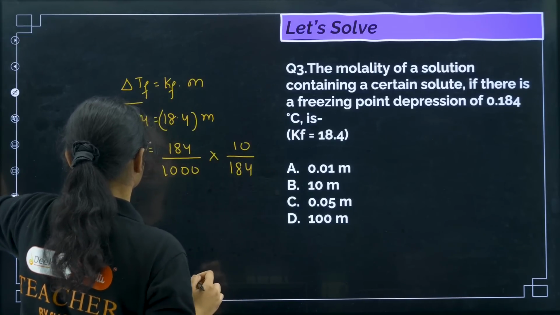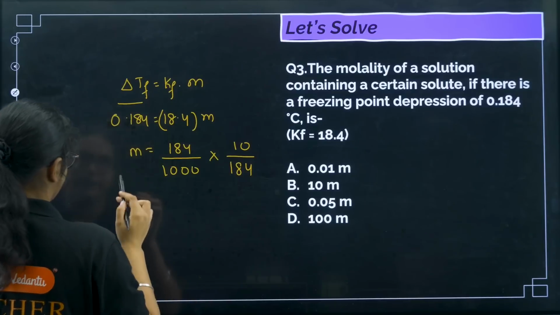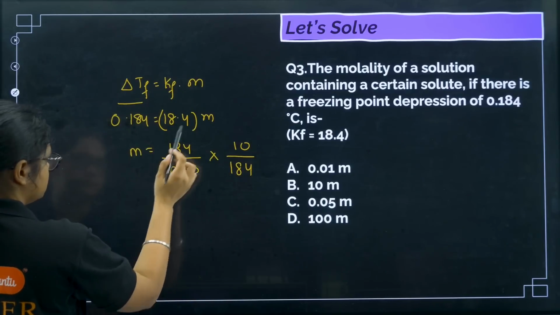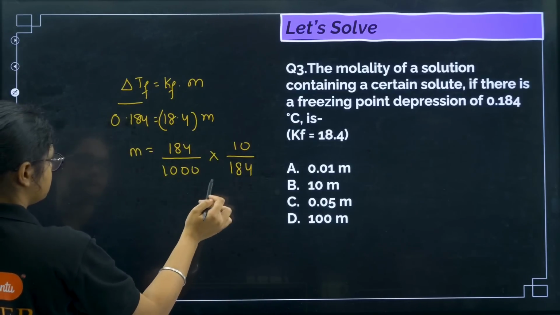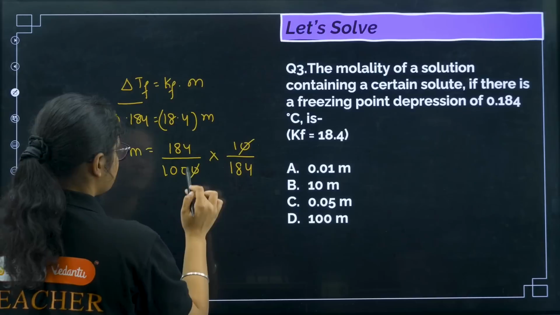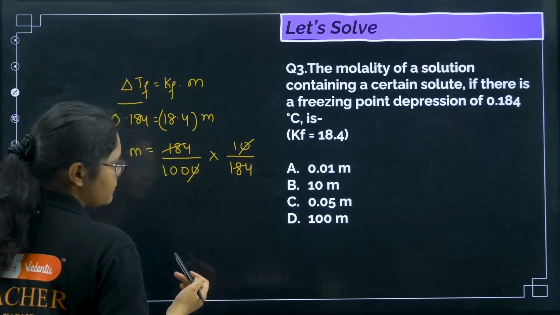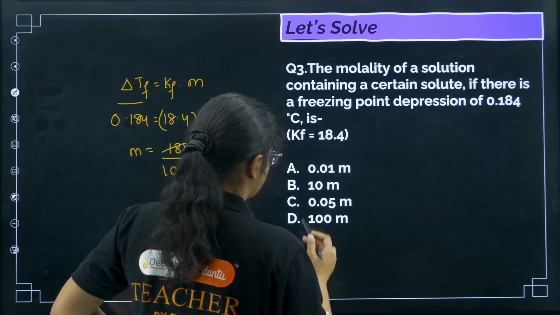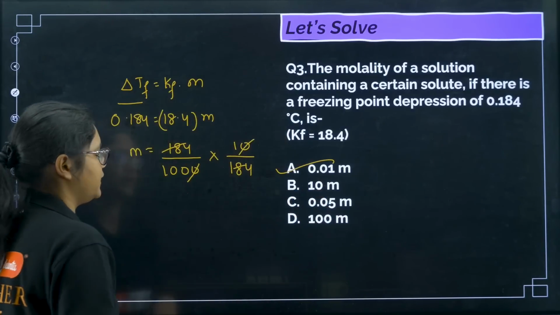So now how will I get it? Yes, I divided it. Now if I just cancel this, I will get 10 to the power of minus 2, that is your 0.01, right?